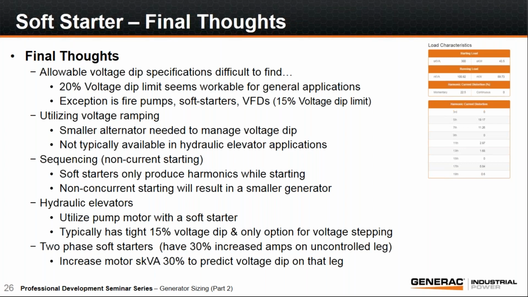However, the uncontrolled leg will draw 30% higher current than the other legs. That just means that we're going to have a higher SKVA than predicted for that leg. So one of the things you can do is we're looking to add that as a feature within our sizing program, to add two-phase soft starter as just an option that you can select. But in the interim, just simply bump your SKVA value up by 30%. It'll correct for the soft starter only using 2 phases.